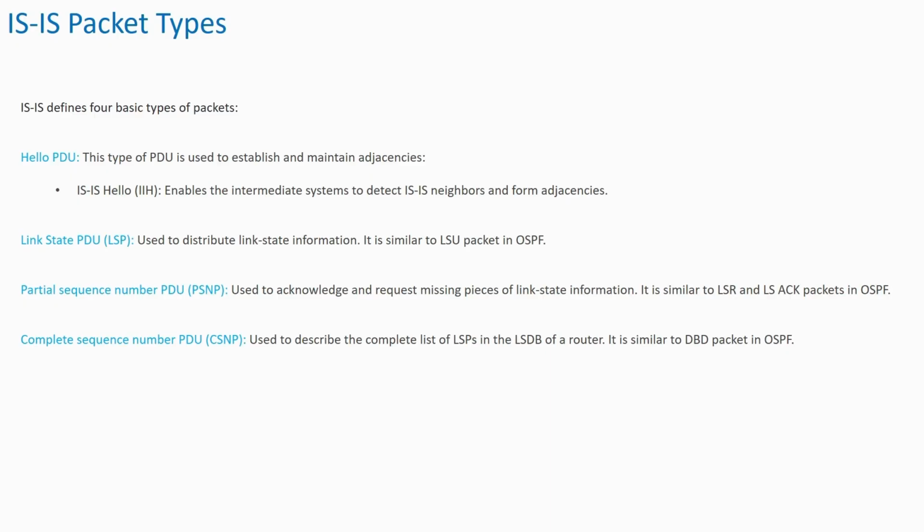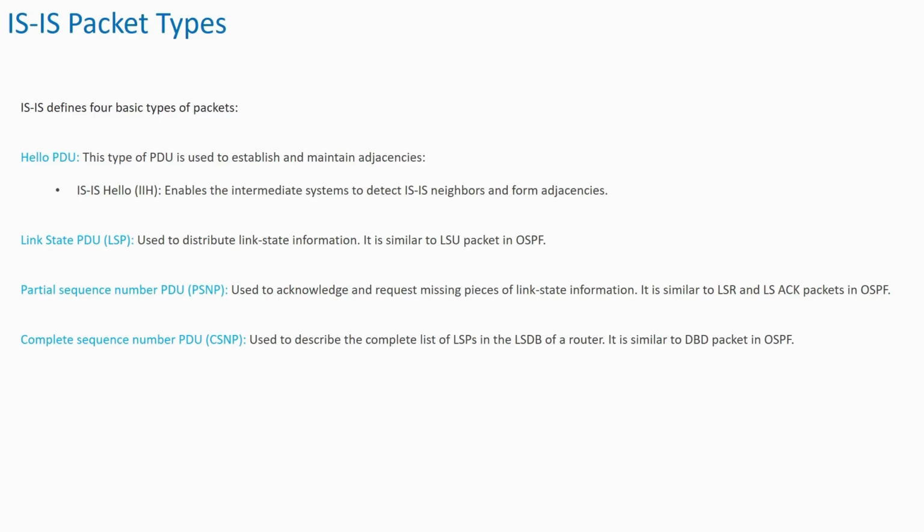The second packet type defined by ISIS is link state PDU or LSP. This is used to distribute link state information, and its function is similar to the link state update packet in OSPF. The third packet type is partial sequence number PDU or PSNP. This packet is used to acknowledge and request missing pieces of link state information. It is similar to link state request and link state acknowledgement packets in OSPF.